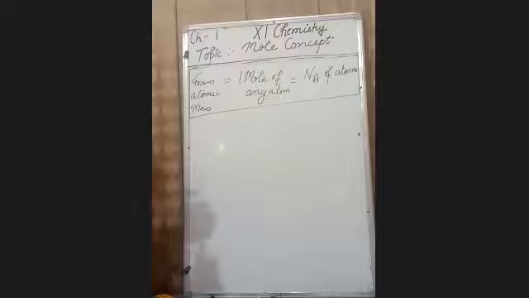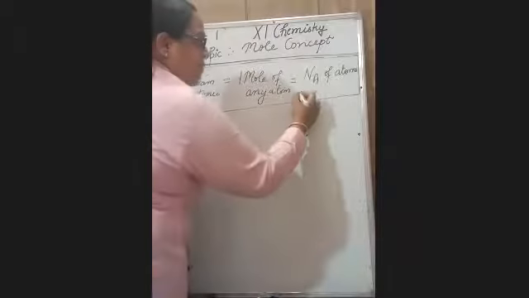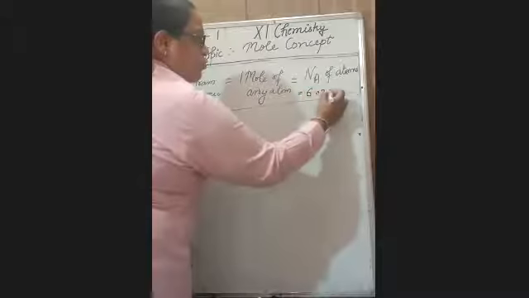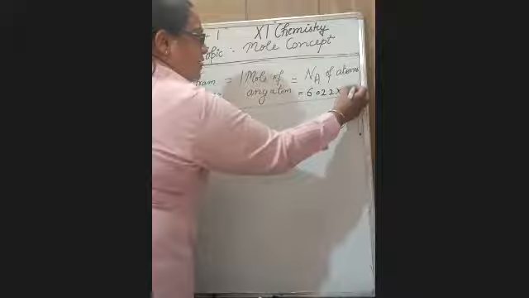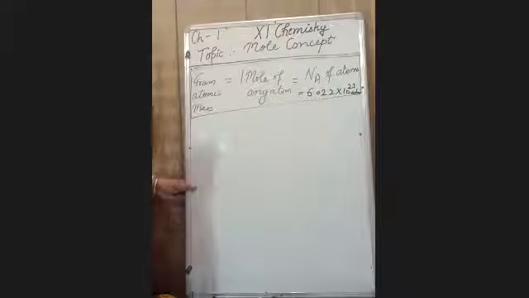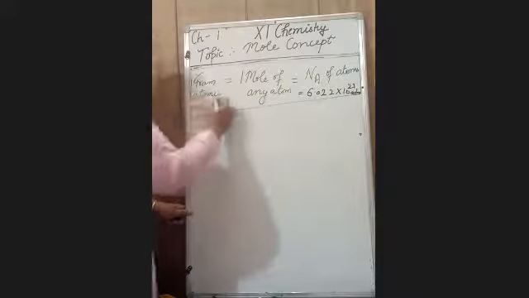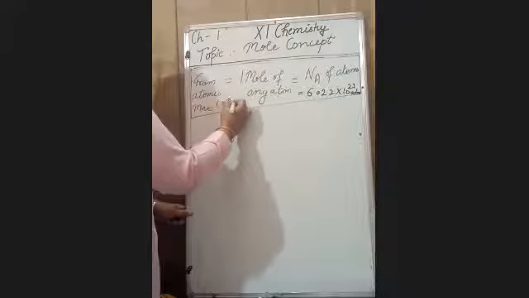For example, if I ask how many atoms are present in 1 mole of hydrogen atom, your answer will be 6.022 into 10 raised to power 23 atoms. Fine, which is equal to its gram atomic mass, that is 1.008 gram.